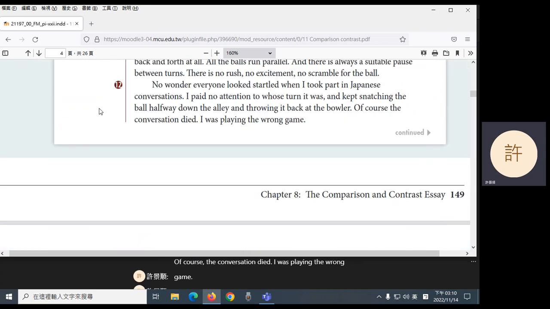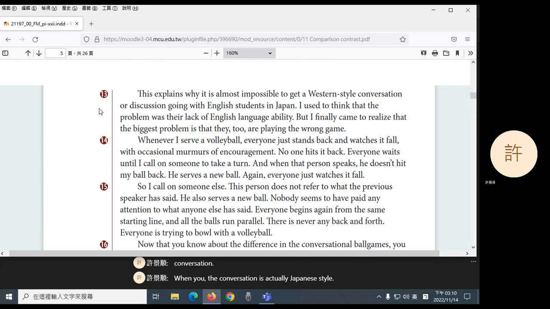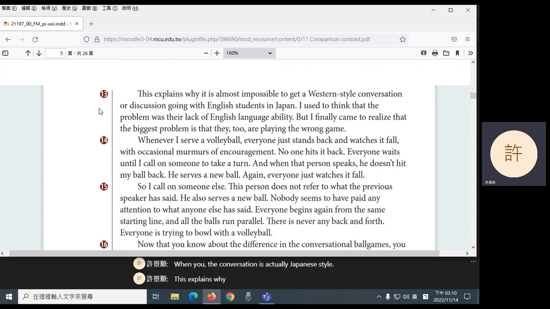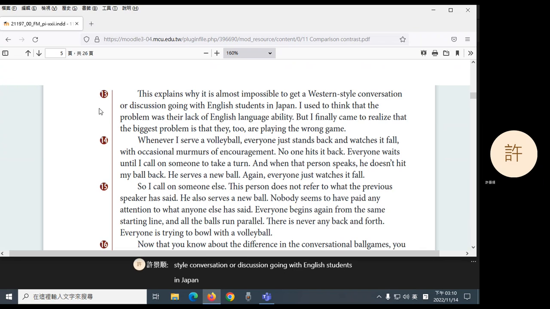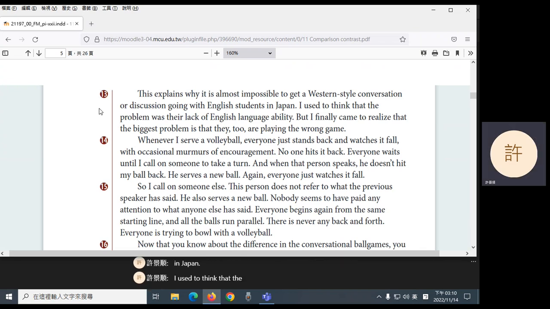So paragraph 12 is about what happens when you try to use a Western style of conversation when the conversation is actually Japanese style. This explains why it is almost impossible to get a Western style conversation or discussion going with English students in Japan. I used to think that the problem was their lack of English language ability. But I finally came to realize that the biggest problem is that they too are playing the wrong game.